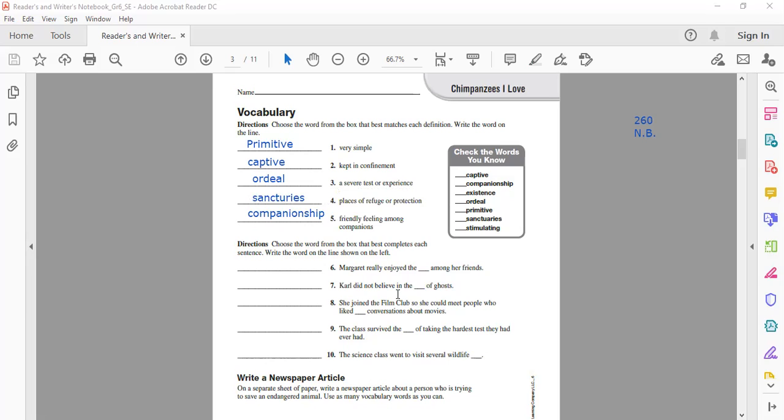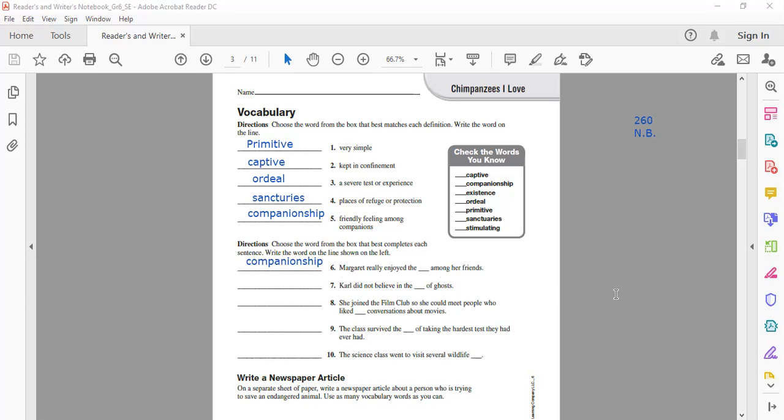Companionship, excellent. Okay, right now in number 2, choose the word from the box that best completes each sentence. Write the word on the line shown on the left. Now we have sentences and we are going to choose one of these and put it in the right sentence. Number 6, Malak, can you read it, please? Margaret really enjoyed the companionship among her friends. So she is among her friends and they have friendship. So what do we call that thing? Instead of friendship, I can use companionship. Margaret enjoys the companionship of her friends, which means to be around her friends. So companionship means to be around somebody or to be friends with somebody.